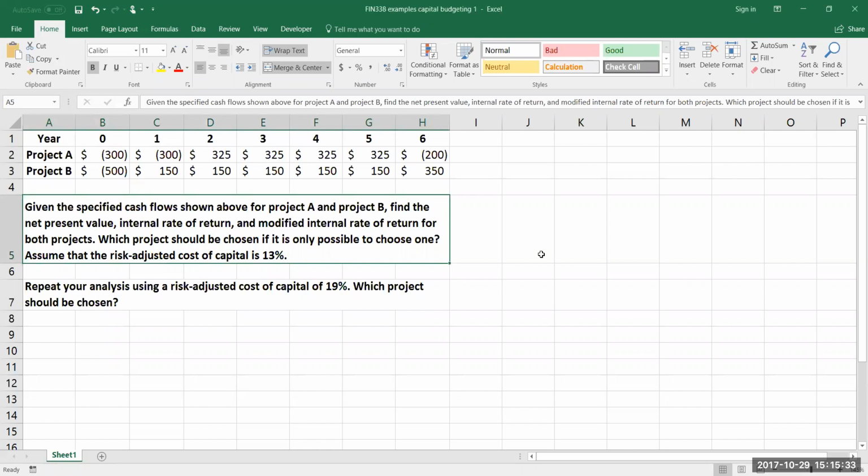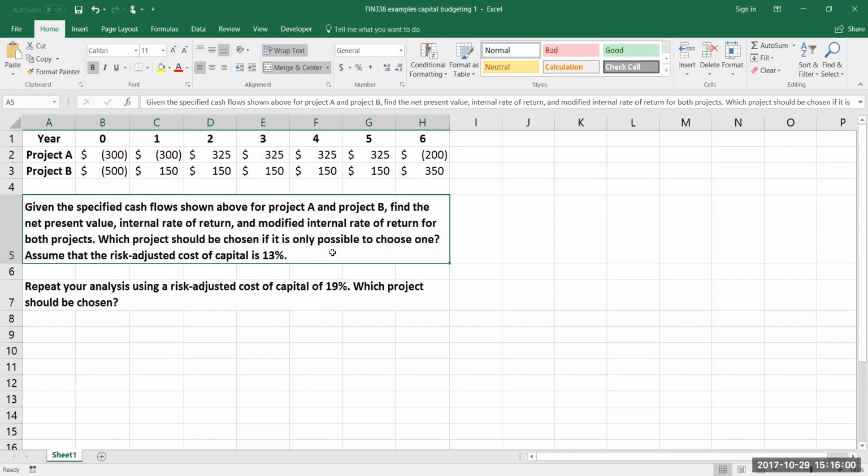Okay, so in this video, we're going to go over how to find the net present value, the internal rate of return, and the modified internal rate of return for a series of cash flows. So here's our problem. Given the specified cash flows shown above for project A and project B, find the net present value, internal rate of return, and modified internal rate of return for both projects.